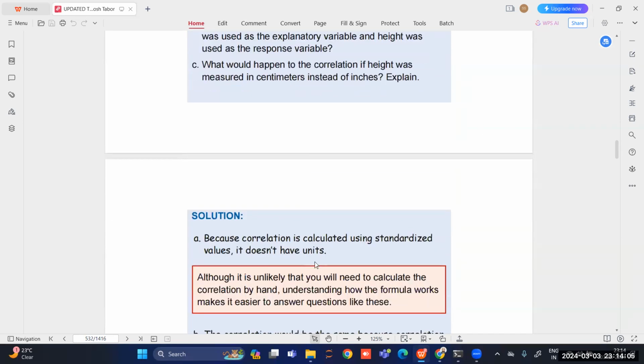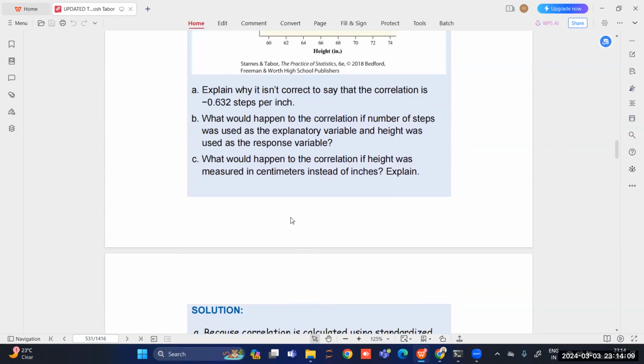So here, see, because correlation is calculated using standardized values, it doesn't have units. Here, this was also a unit that he has given, steps per inch, and correlation does not have a unit. Yes or no? We have just studied it. So this will be the correct reason: as correlation does not have any unit and he has given a unit here, therefore it's incorrect.